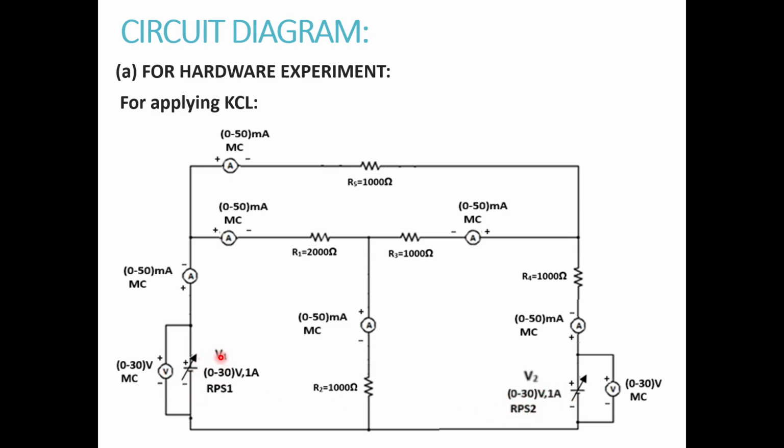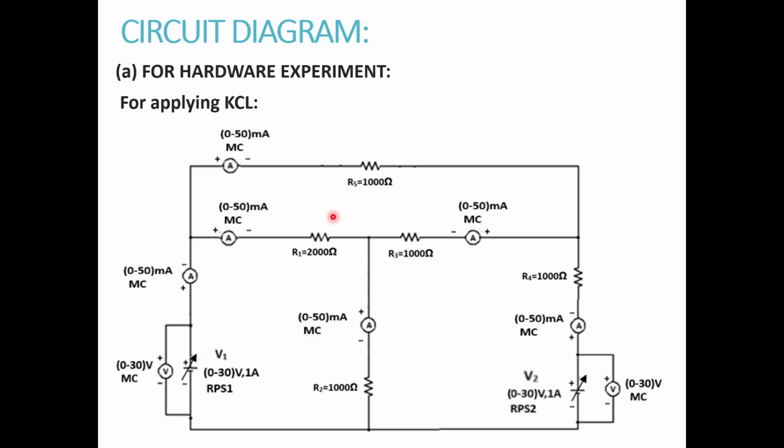So the voltage notation of this RPS is V1. Voltage across this RPS, we are giving some V2 notation. So whatever voltage that you are going to set using this RPS 1, that voltage is measured by this voltmeter, whose range is 0 to 30 volts, MC type. The current that is coming out of this supply can be measured by this ammeter, whose range is 0 to 50 milliamperes, MC type.